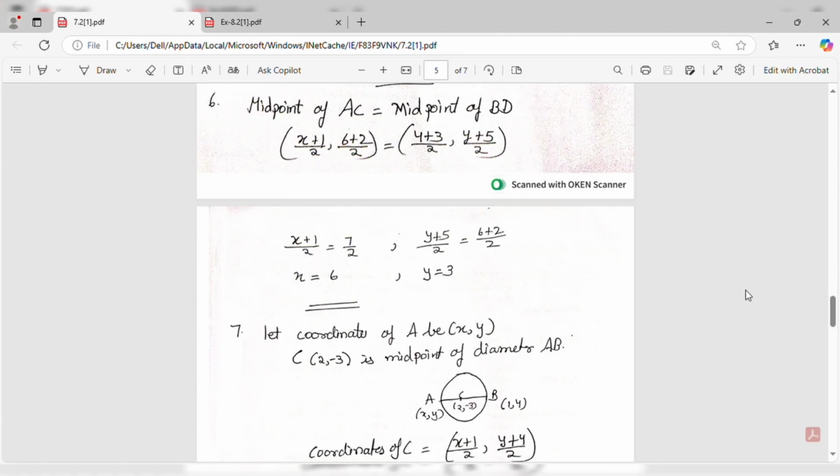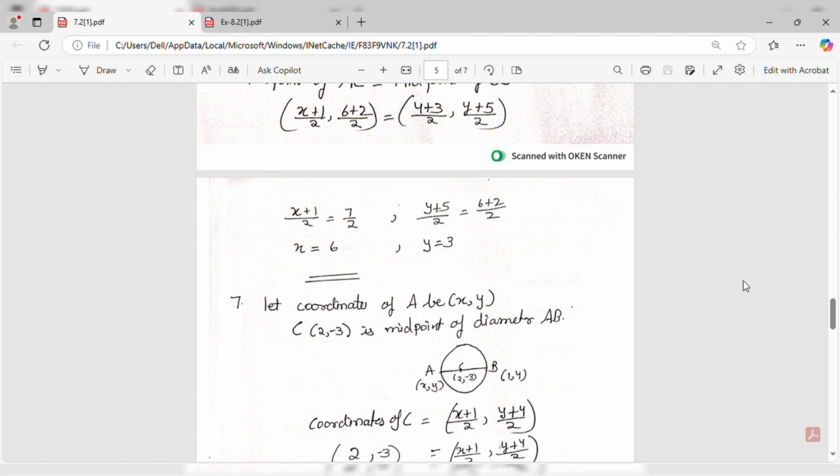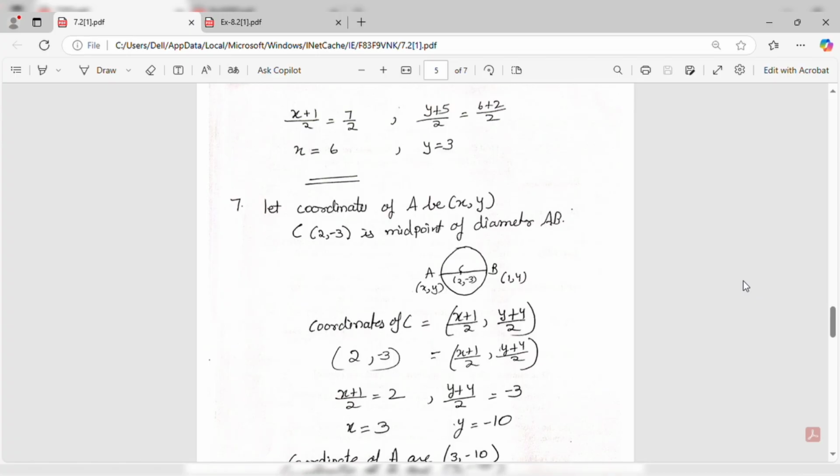So we will use the midpoint formula and it would be ((x plus 1) by 2, (6 plus 2) upon 2) is equal to ((4 plus 3) upon 2, (y plus 5) upon 2). We will compare the x coordinates and y coordinates on both sides and we'll get x as 6 and y as 3.